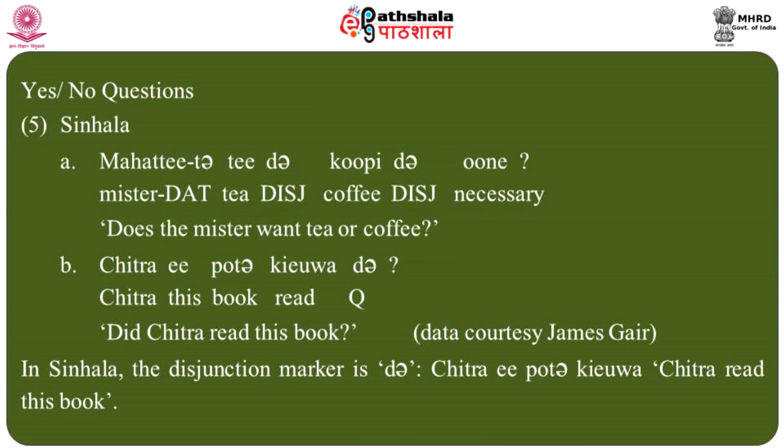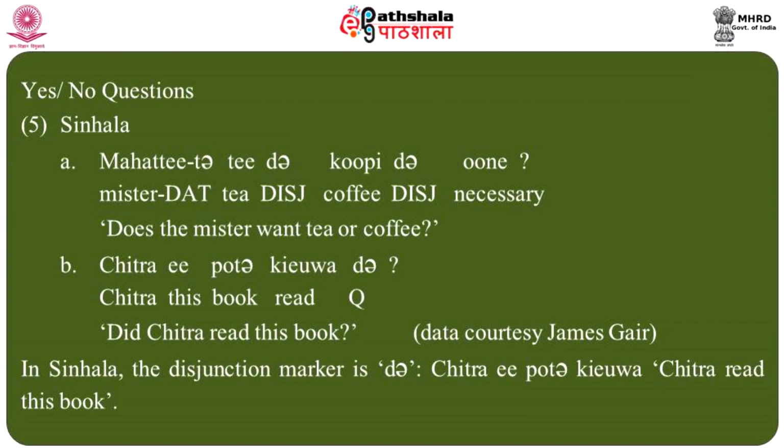Let's talk about yes-no questions. The idea that even ordinary yes-no questions contain a disjunction in the underlying representation becomes more plausible when we make a survey of questions in a large number of the world's languages. In a great many languages, the way to make a yes-no question from a declarative sentence is to add the disjunction marker to it. Consider, for example, Sinhala.